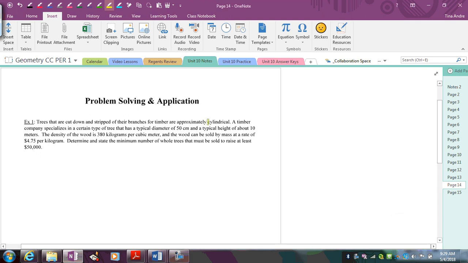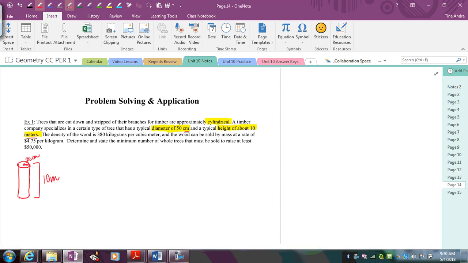The trees, we're going to approximate that they're cylinders because all the branches have been removed from them. The diameter of these trees is 50 centimeters and a typical height of 10 meters. Right away, I'm noticing some unit conversions because I have centimeters and meters. So here's my cylindrical tree. I know that the height is 10 meters, and this is just an estimate for the typical tree. And the diameter is 50 centimeters, which means that the radius is going to be 25 centimeters.